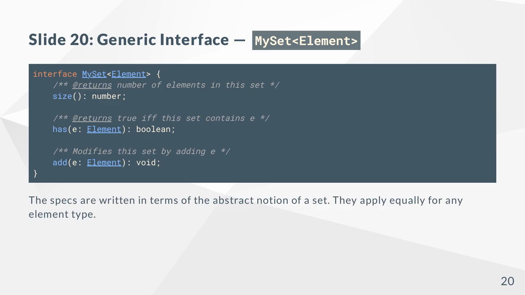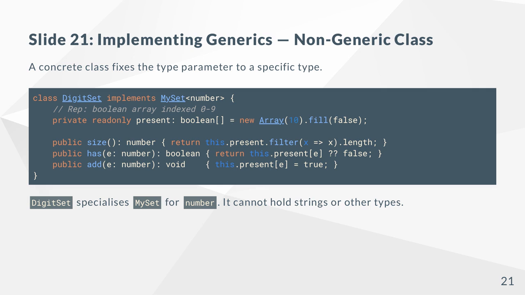They apply equally regardless of whether Element is a string, a number, or a custom class. A concrete, non-generic class fixes the type parameter to a specific type. DigitSet implements MySet<number>. It stores digits 0 through 9 using a Boolean array, index 0 for 0, index 1 for 1, and so on. Size counts the true values, has checks the array, add sets the entry to true. DigitSet is efficient for its specific purpose, but it cannot hold anything other than single-digit numbers.